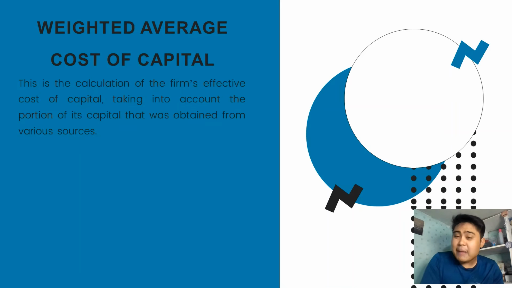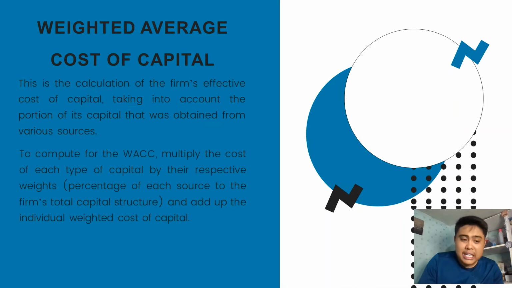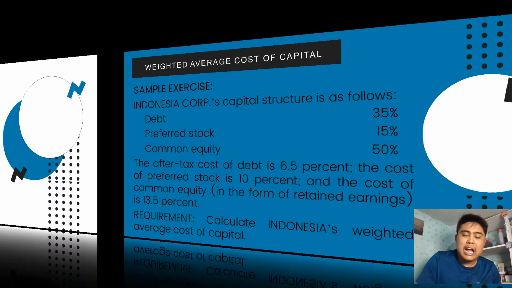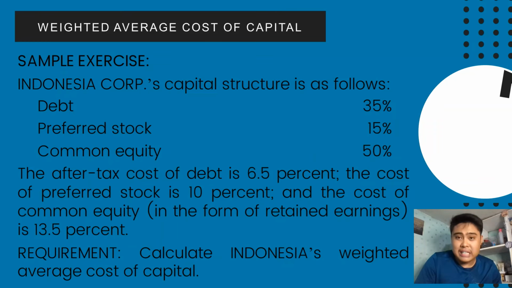Kaya nga pag sinabing weighted average, ibig sabihin, tinake into account mo na yung timbang nung capital sa capital structure. So basically, to compute WACC, it can be simply computed by multiplying each cost of capital by their respective weight. Pag sinabing weight, yung percentage ng bawat source to the firm's total capital structure. At kapag na-compute mo na yon, i-add up mo lang silang lahat, that is your weighted average cost of capital.